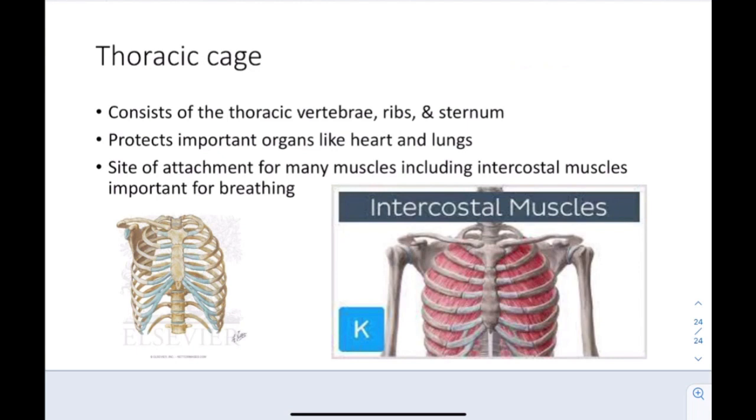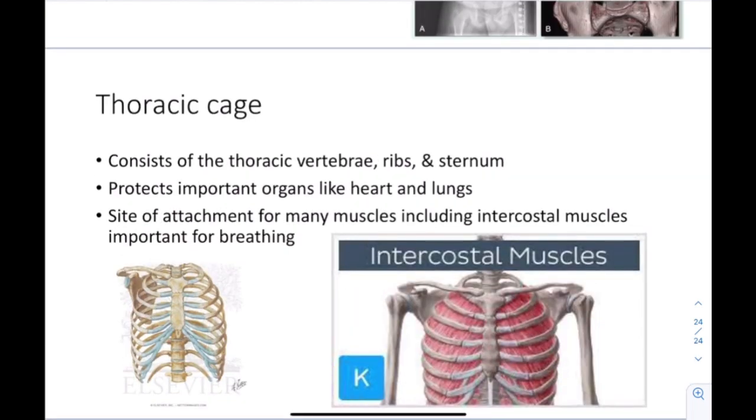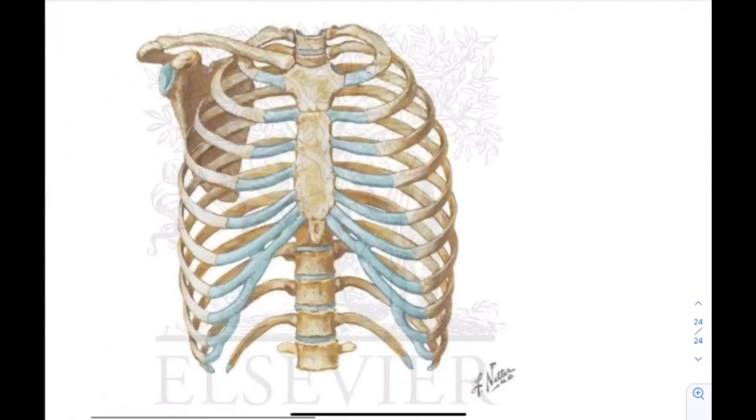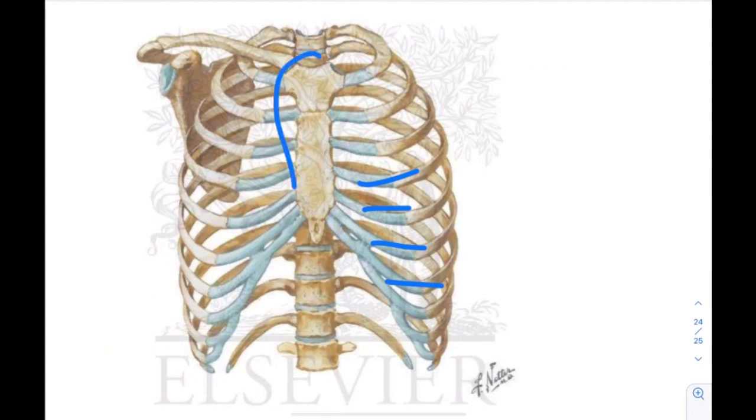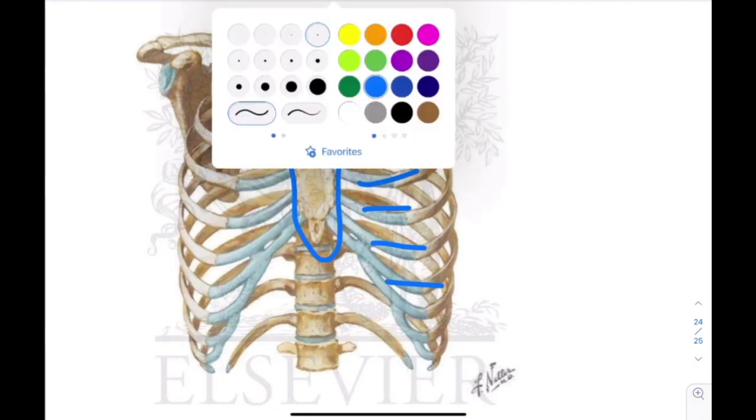So the thoracic cage. Let's talk about the thoracic cage. The thoracic cage consists of the 12 thoracic vertebrae. Okay, it also consists of the 12 ribs, and it consists of the sternum. So the thoracic vertebrae, the ribs and the sternum make up the thoracic cage, and they protect important structures like your heart and lungs, the esophagus, trachea, and so on. Structures that are present in the thorax, the chest area.